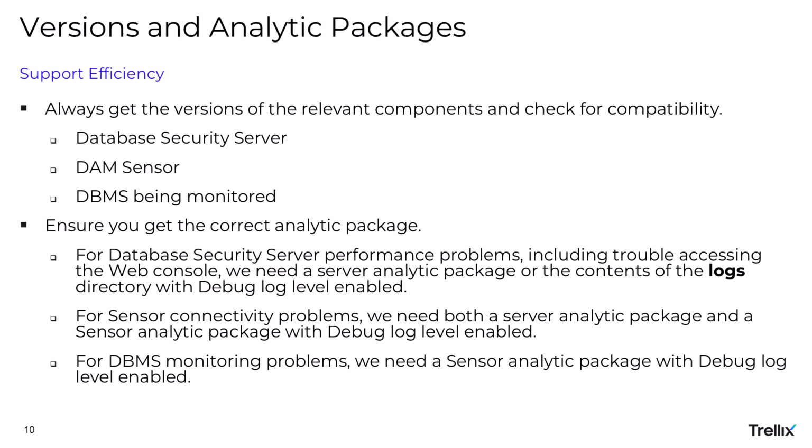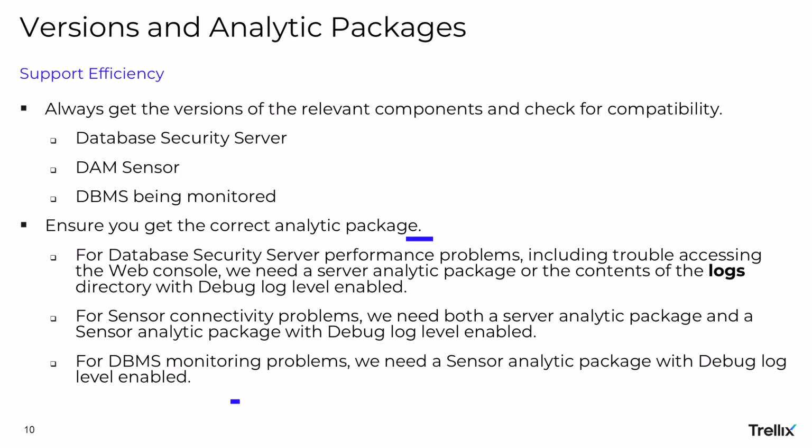Trellix_dbs.log immediately after startup. You can find the version of the sensor in the main sensor log, which is dbs.log, immediately after startup, or in the analytic_info.txt file from the sensor analytic package. If you have access to the web console, then the sensor version will be listed on the sensor's property page, but only if it's communicating with the database security server.